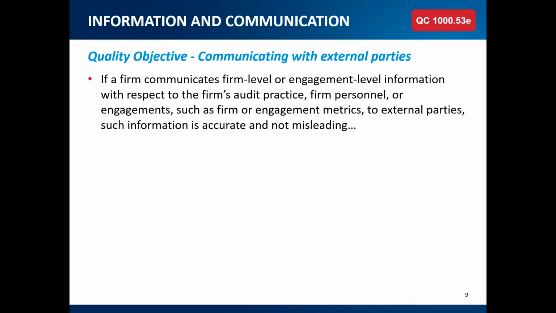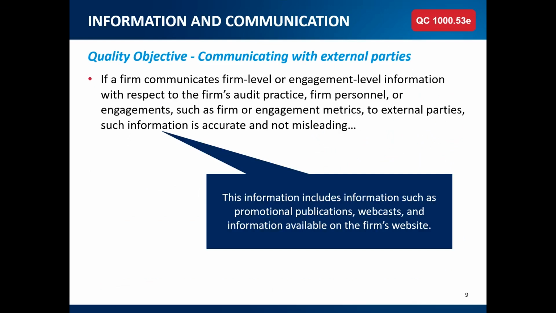The next quality objective in the information and communication component also relates to communicating with external parties. It specifically relates to communicating firm level or engagement level information with respect to the firm's audit practice, its personnel, or its engagements. I'm going to walk through it step by step and dissect it a bit. First, it states that if such information is communicated to external parties, it is required to be accurate and not misleading. I want to point out that the information subject to this quality objective includes communications such as promotional publications, webcasts, and information available on the firm's website.